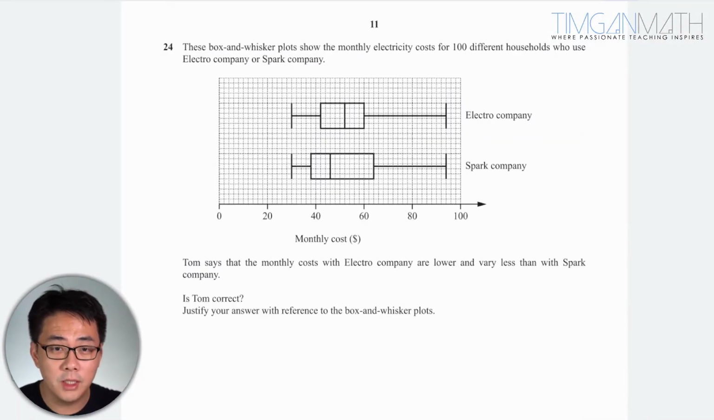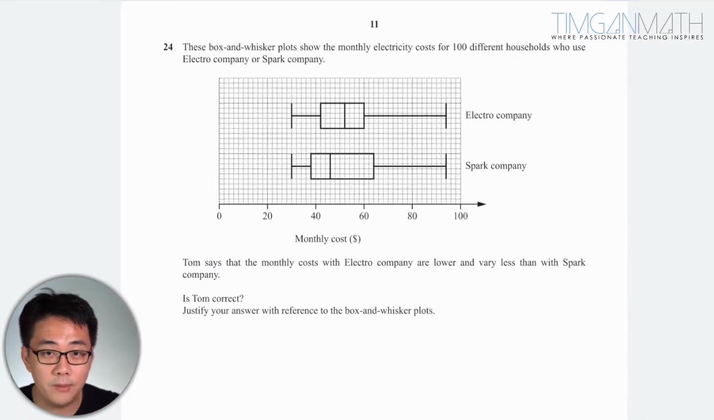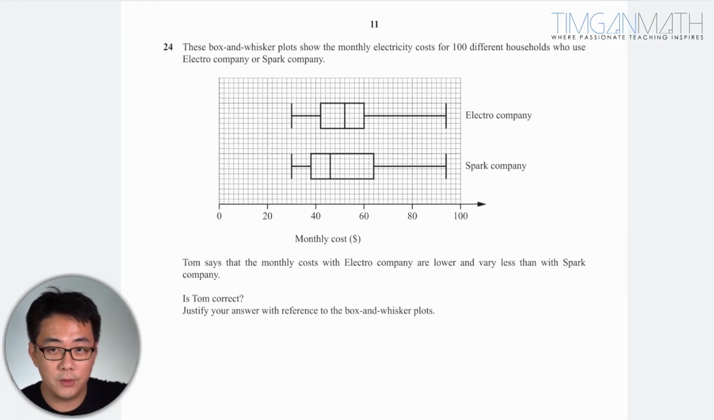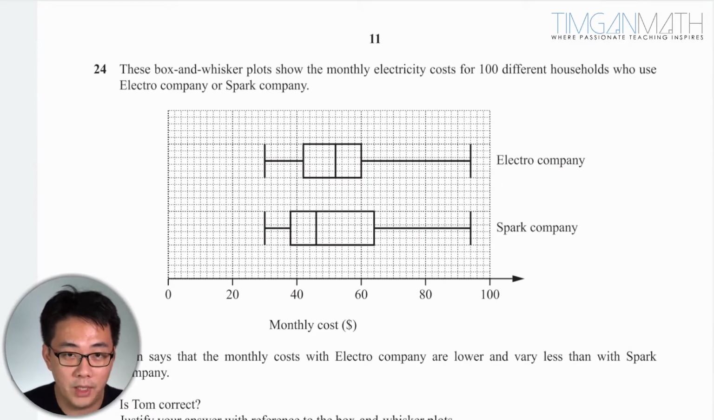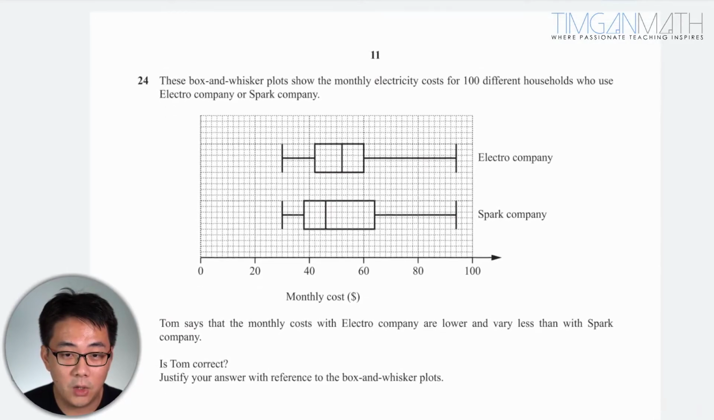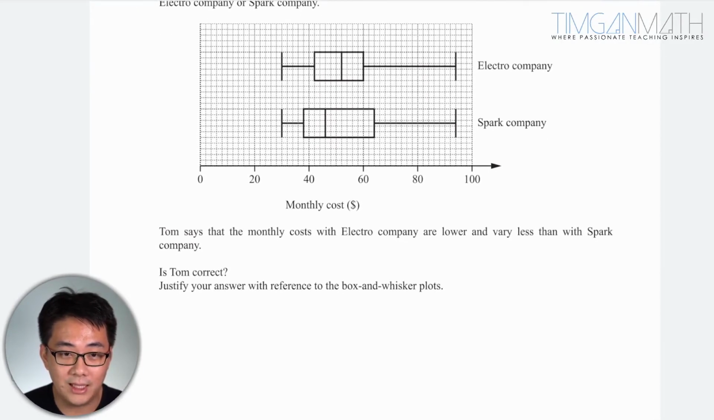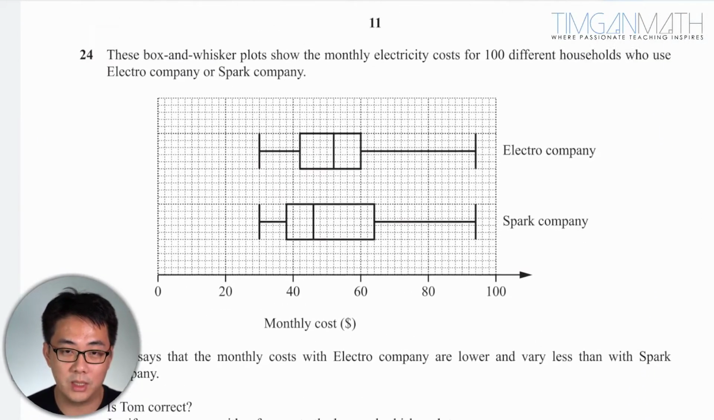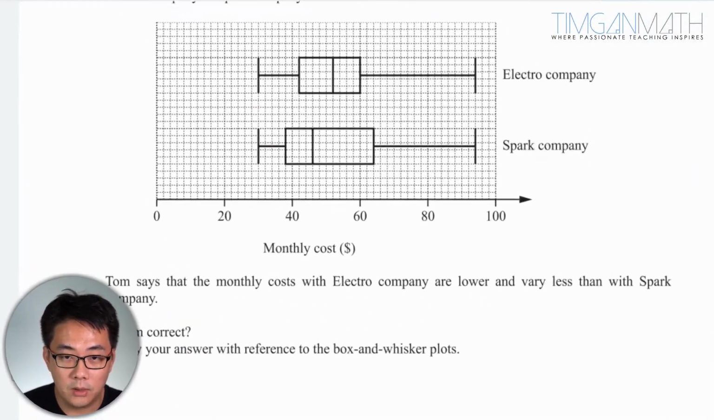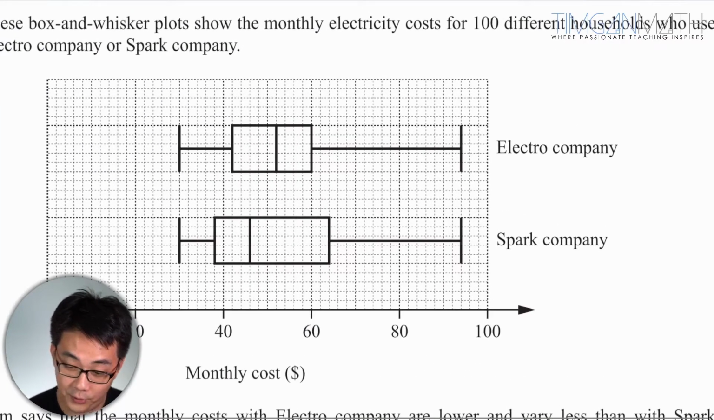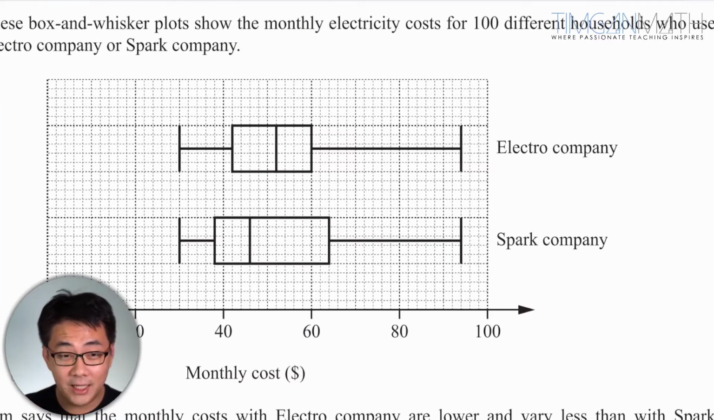For this question here, this box and whisker plot shows the monthly electricity cost of 100 different households who use Electro Company and Spark Company, 100 households. Tom says that the monthly costs with Electro Company are low and vary less than Spark Company. Is Tom correct? Justify your answer with reference to the box and whisker diagram. The first thing is to understand the idea of this diagram here, like the median and the interquartile range and so on.